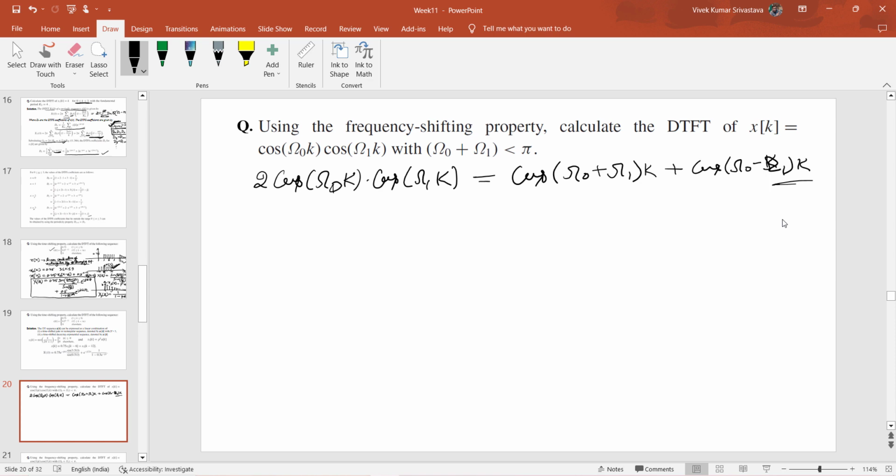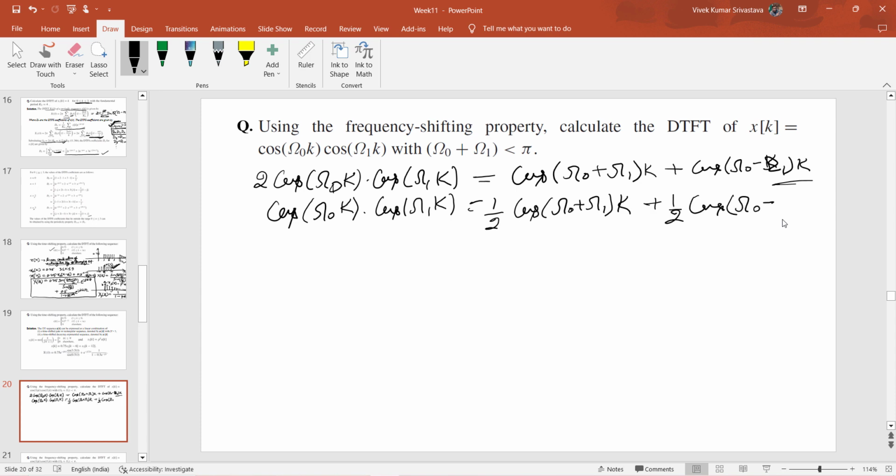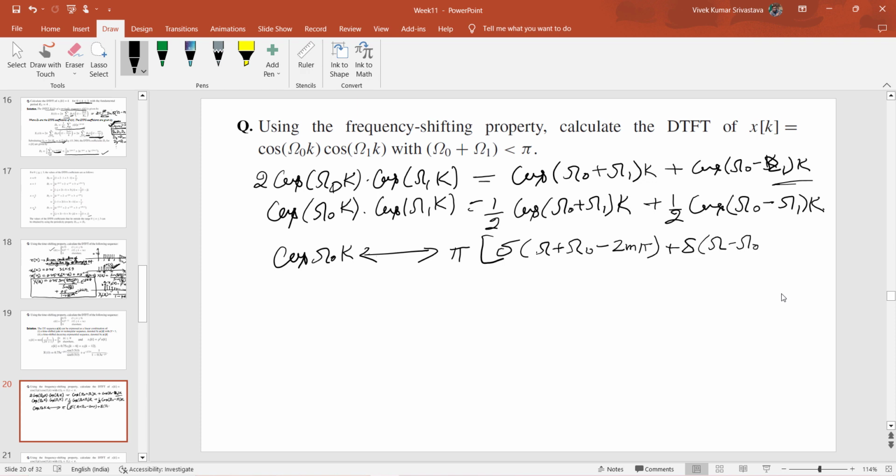Now we can write cos of rho naught k into cos of rho 1 k as 1 by 2 cos of (rho naught plus rho 1) k plus 1 by 2 cos of (rho naught minus rho 1) k. For the discrete time Fourier transform of the cos function, we know it is written as pi times delta of omega plus omega naught minus 2 m pi plus delta of omega minus omega naught minus 2 m pi.